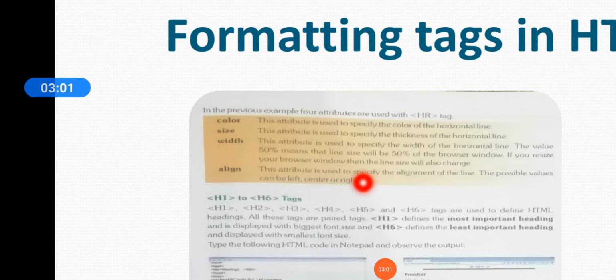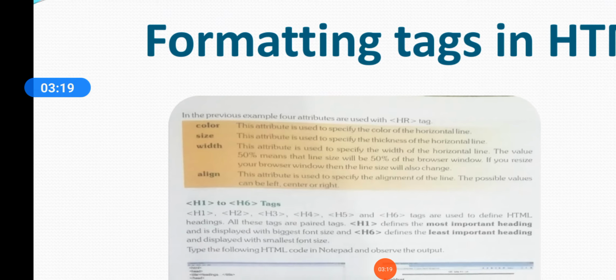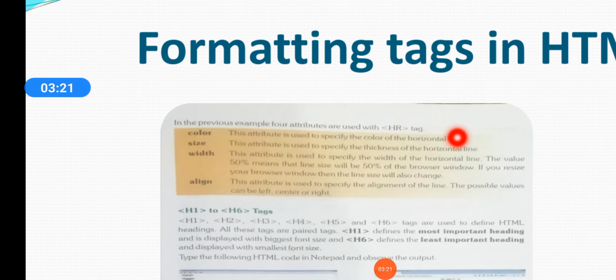Align: this attribute is used to specify the alignment of the line. The possible values can be left, center, or right. So for alignment it will be left, center, right. For width, you can put as per the browser, 50%, 20%, anything you can put. Size is used to put the size, the thickness, of the horizontal line, and color is used to put the color, which color the line will be.